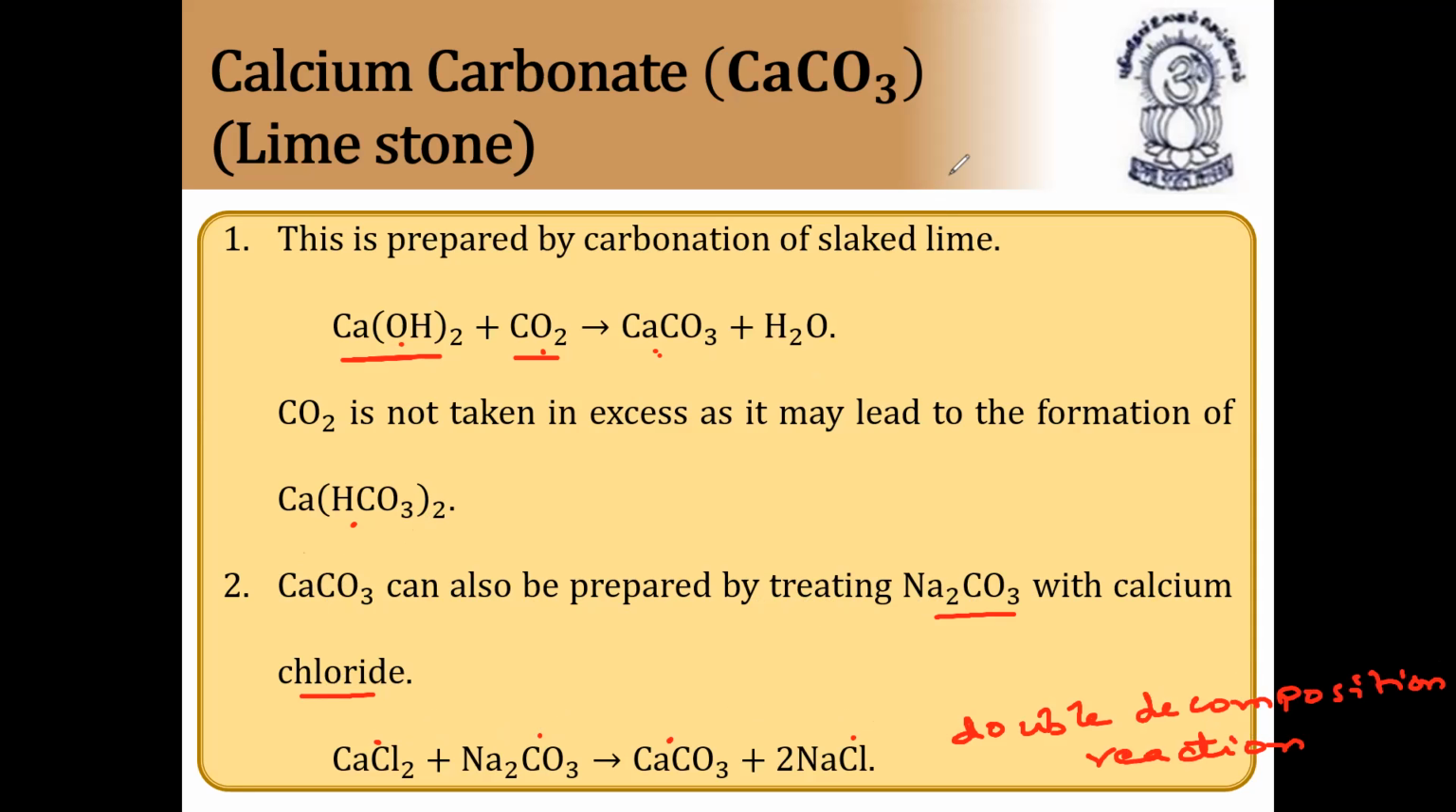Next. So these are the preparations of calcium carbonate. Calcium carbonate is made by two methods. One is from calcium chloride along with sodium carbonate. Another is from slaked lime with carbon dioxide, not in excess. If there is excess carbon dioxide, it changes to calcium bicarbonate.